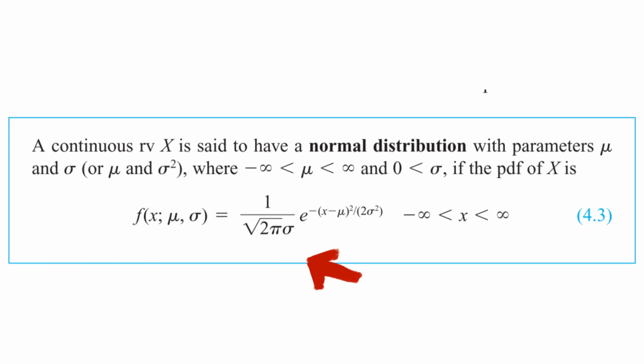Now this is where it gets interesting. The probability density function that defines a normal distribution is given as this. As you can see, this is quite a mouthful. It has a lot of, not really complicated, but just one or two details.